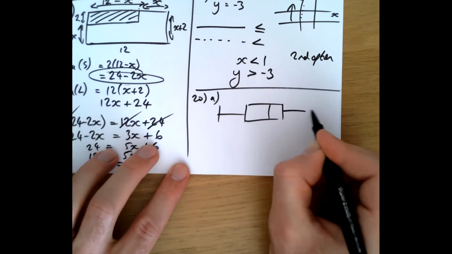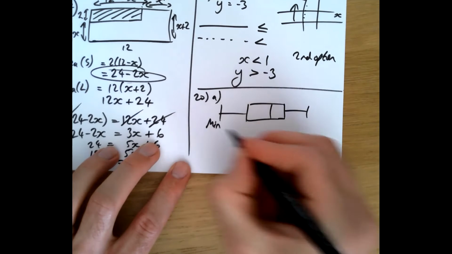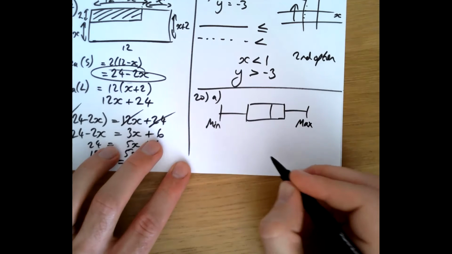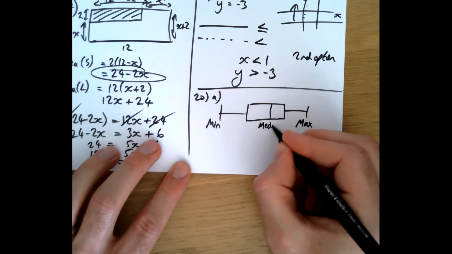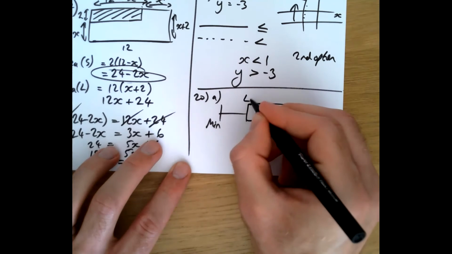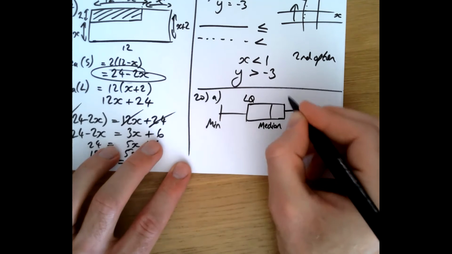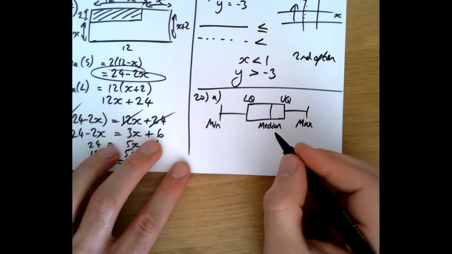Sometimes it's called a box and whisker diagram. Should be fairly self-explanatory. Why? This is the minimum value. This is the maximum value. The line in the middle of the box is the median. The left-hand side of the box is the lower quartile, and the right-hand side of the box is the upper quartile. Now, in this example, it's just fairly straightforward.